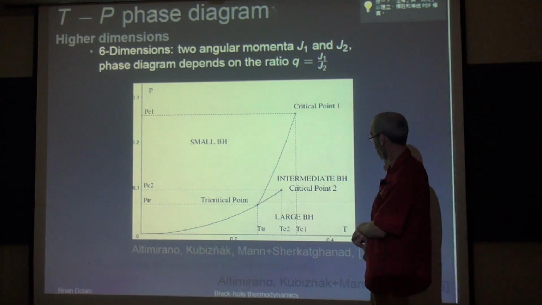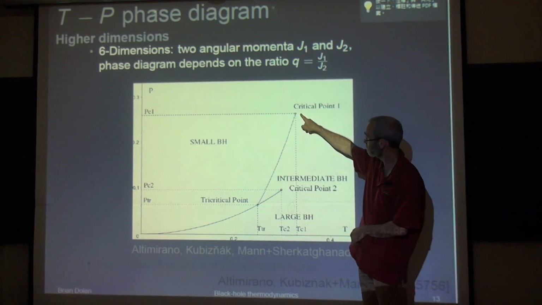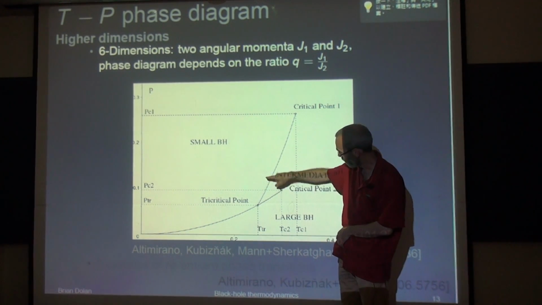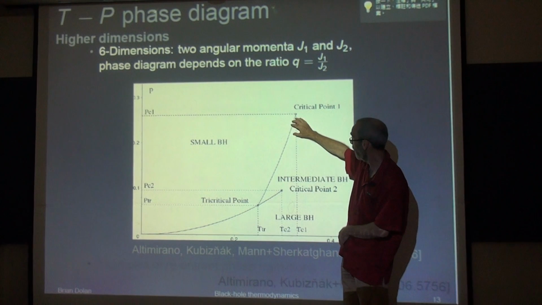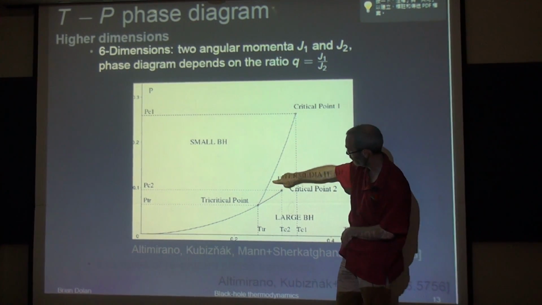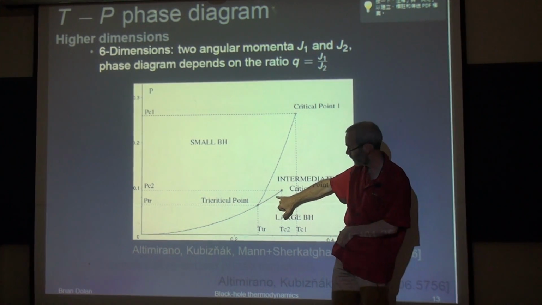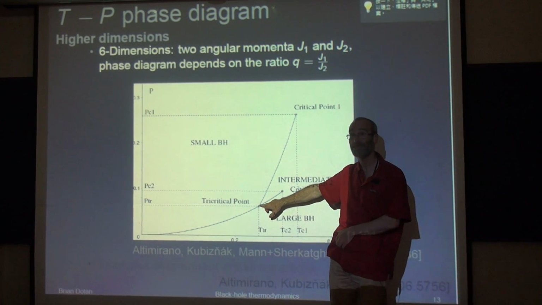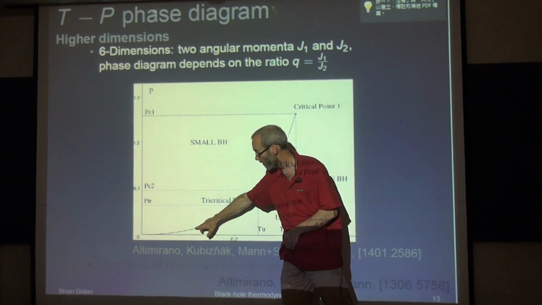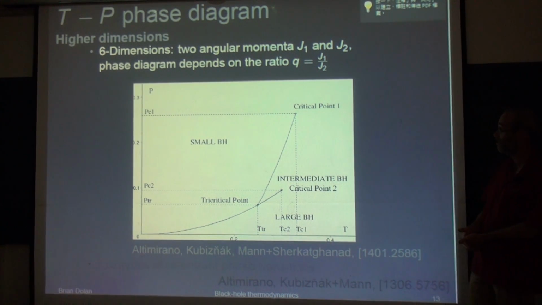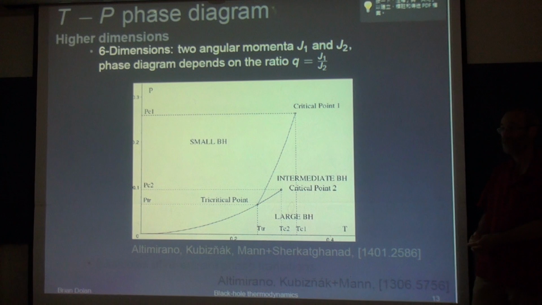We see that there are 2 critical points. There's a region here where there are 3 sizes of black hole: you can have small, intermediate, and large. This is a critical point here, and this is a line of first order phase transitions. There's a critical point here, but also a line of first order phase transitions. These 2 merge at a triple point here, and below this there is only a single line of first order phase transitions. So in 6 dimensions, we have not only critical points and first order transitions, there are also triple points in the black hole phase diagram.